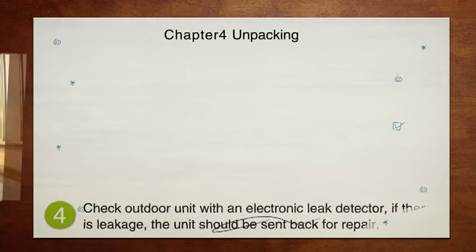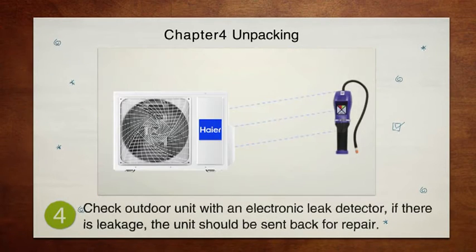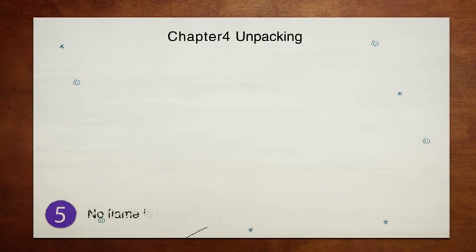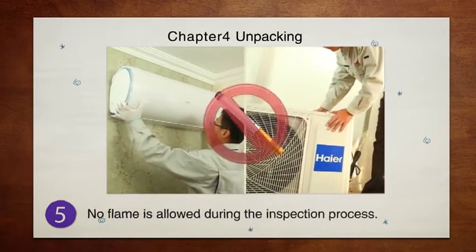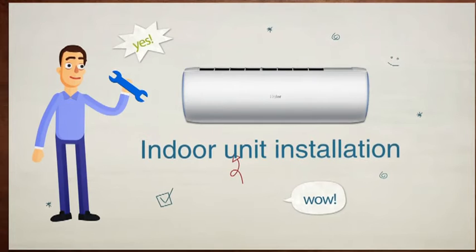Number 4. Check outdoor unit with an electronic leak detector. If there is leakage, the unit should be sent back for repair. Number 5. No flame is allowed during the inspection process. Chapter 5. Indoor unit installation.